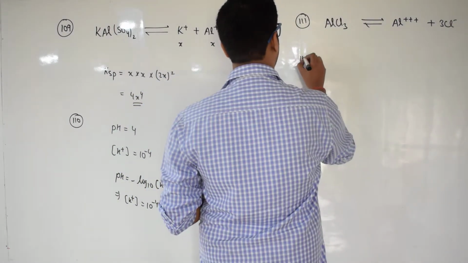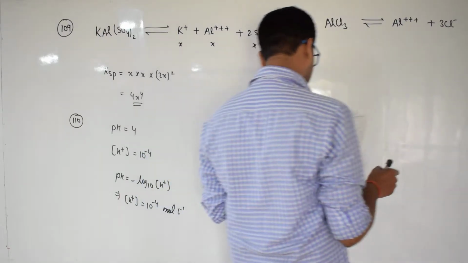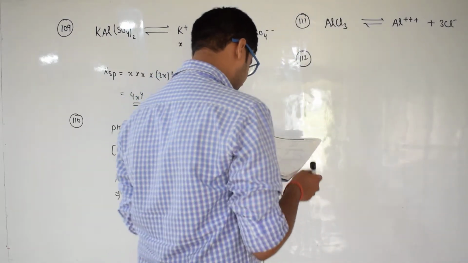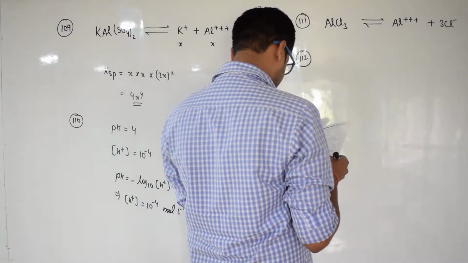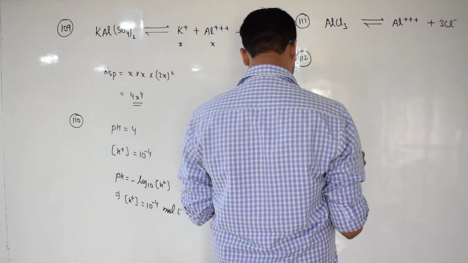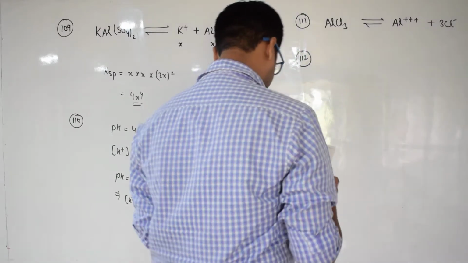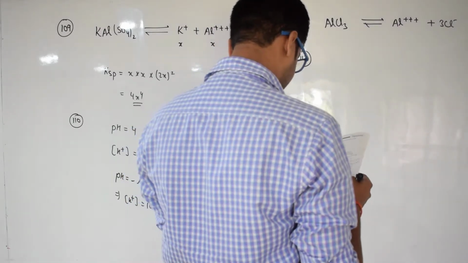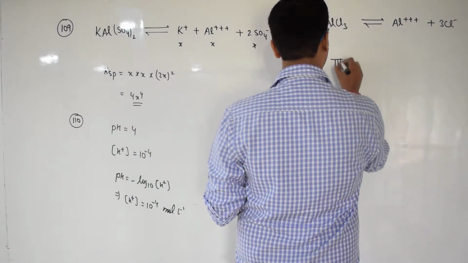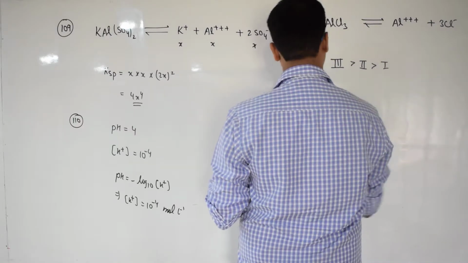Next is question number 112. The following acids have been arranged in the order of decreasing acidic strength, identify the correct order. Have been arranged in the increasing or decreasing acidic strength. It would be 3, 2, then it would be 1.